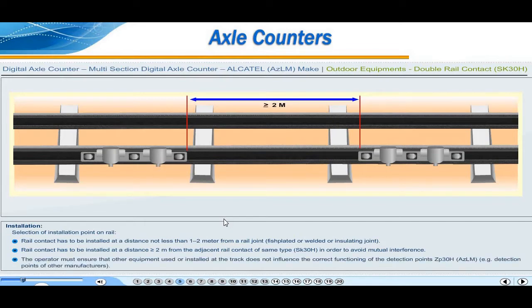The operator must ensure that other equipment used or installed at the track does not influence the correct functioning of the detection points EZP30H of AZLM, for example, detection points of other manufacturers.